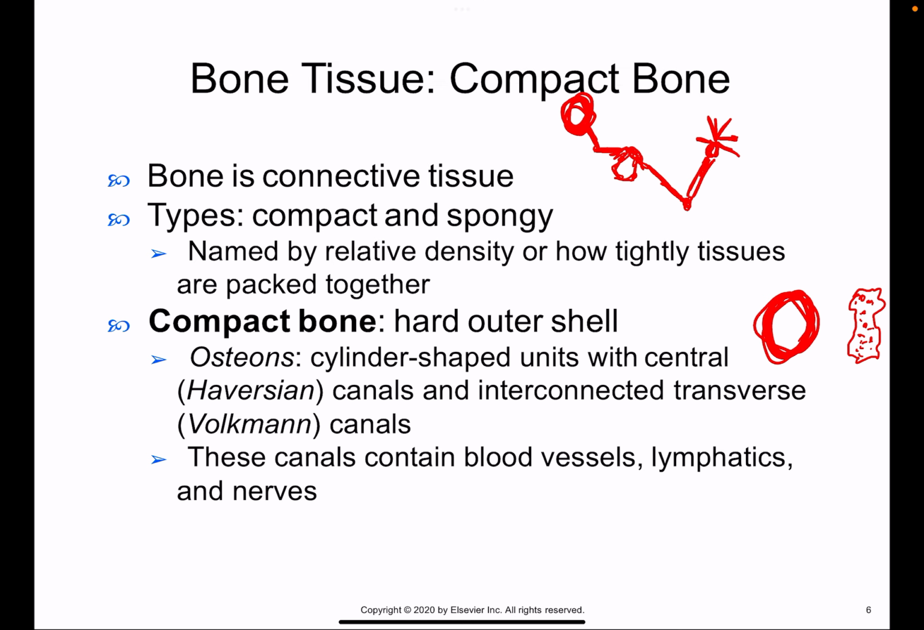Now, of course, we have osteons, which are found inside the compact bone. They are these cylinder-shaped units with central canals, and they're interconnected with transverse canals. The central canal is known as Haversian, and Volkmann for the transverse canals. Do you need to know exactly every single canal? Absolutely not, but it is helpful to be aware of, because these canals connect blood vessels, lymphatics, and nerves.